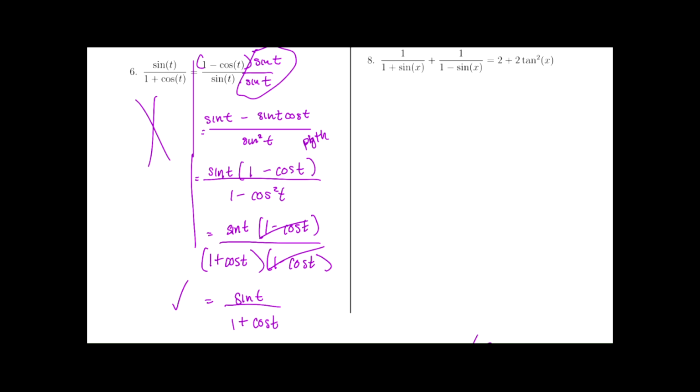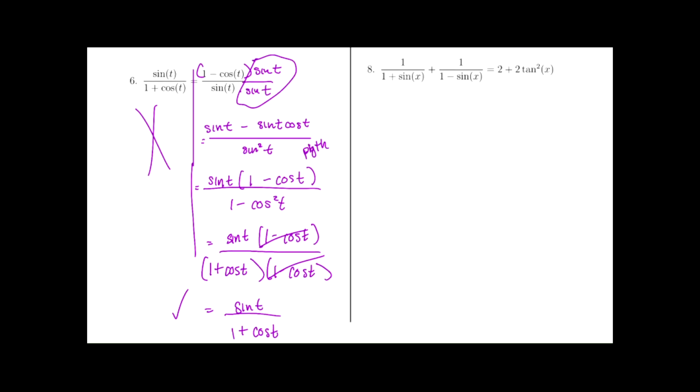Okay, so number 8, we have, this is really messy, 1 over 1 plus sine x plus 1 over 1 minus sine x equals 2 plus 2 tan squared x. So there may be lots of ways to do this. I'm going to do it the way that I see. There are lots of ways to do this. I'm going to start on the left-hand side.